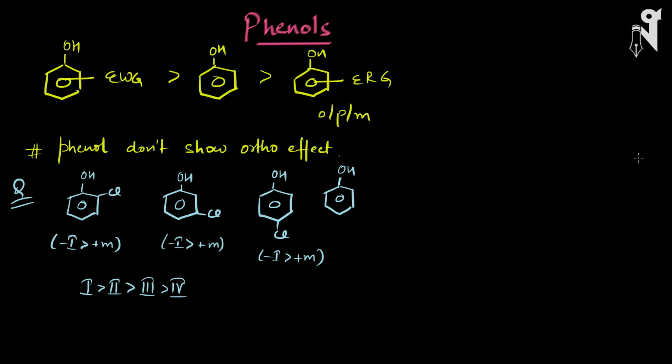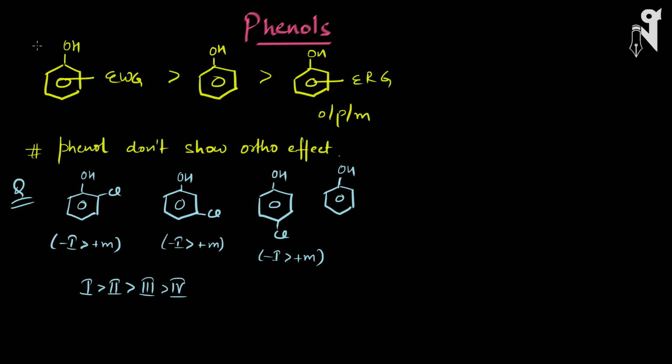So how a substituted benzoic acid's strength will increase or decrease, that we have learned. What are the different factors we have to keep in mind, that we have understood. Now we'll be talking about phenols. Phenols also have an acidic hydrogen. This hydrogen which is present on the phenol is the acidic hydrogen.